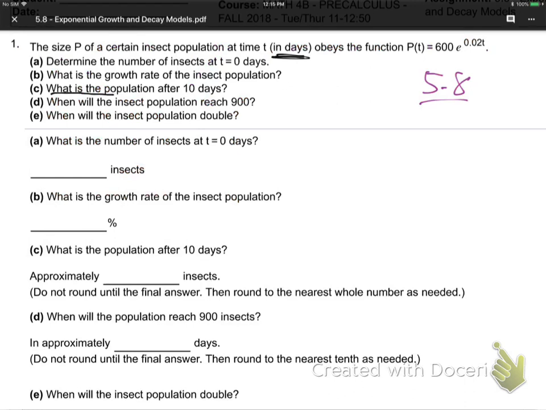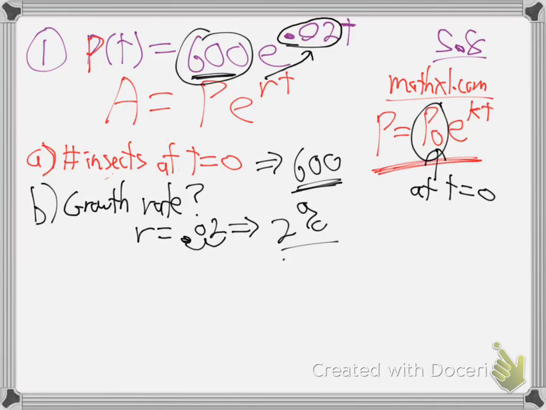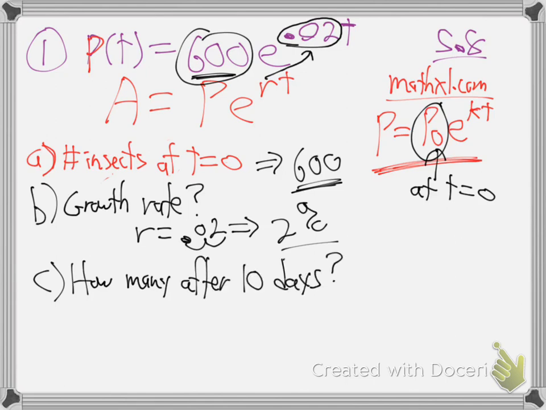Question C. So they're growing 2%. Now, how many insects after 10 days? So what are we going to do? Find out how many bugs, how many insects after 10 days.